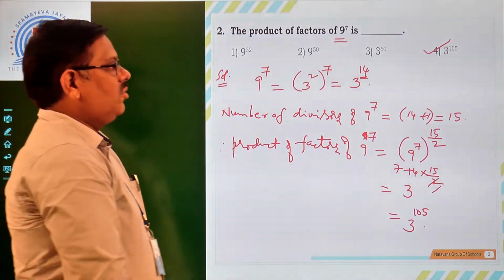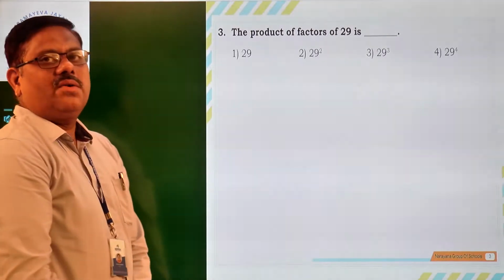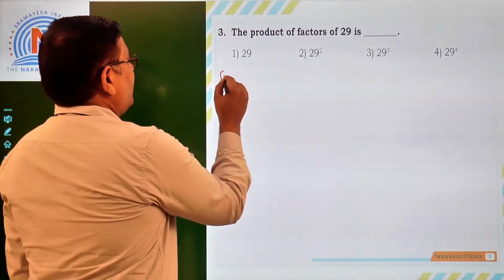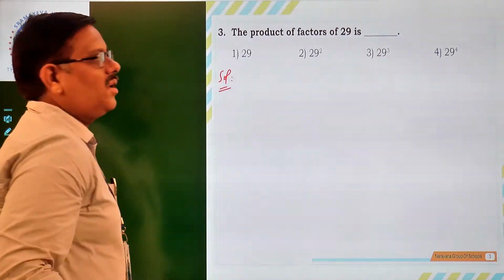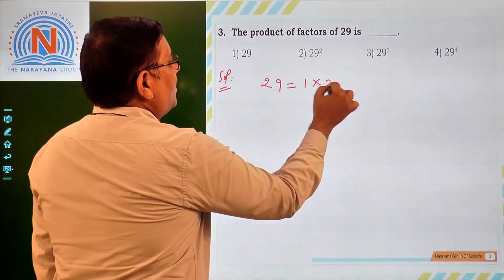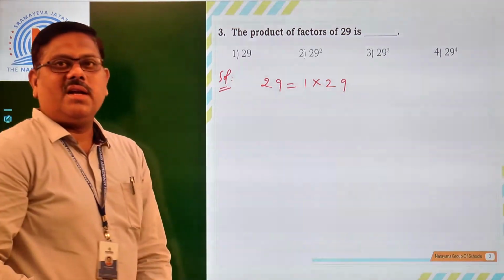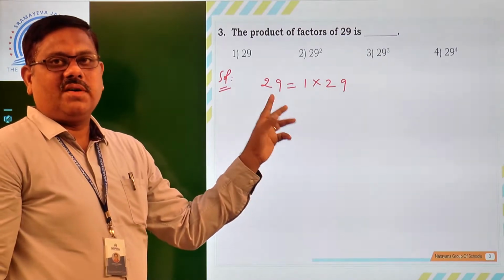Okay, now we will move to the next question. The product of factors of 29 is, it is a simple question actually, no need of any formula. Why? 29 is a prime number, so we can write it as 1 and 29. Only 2 are the factors of it, 1 and itself.